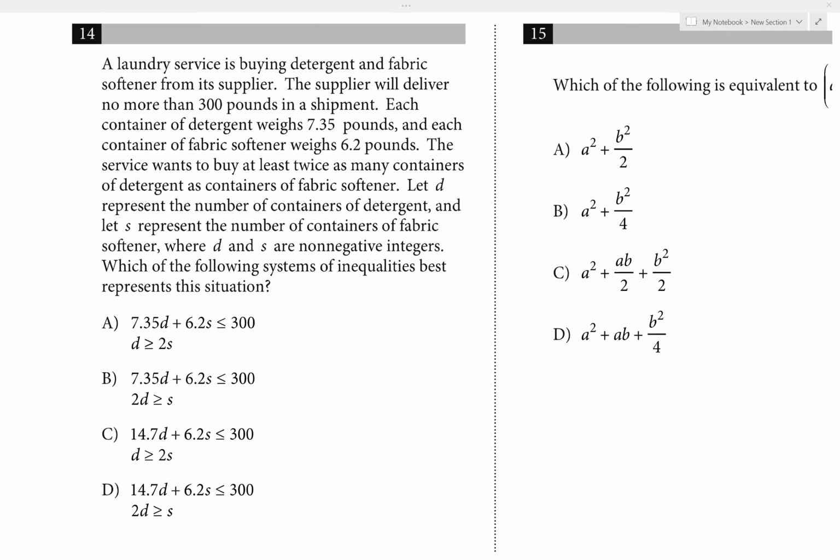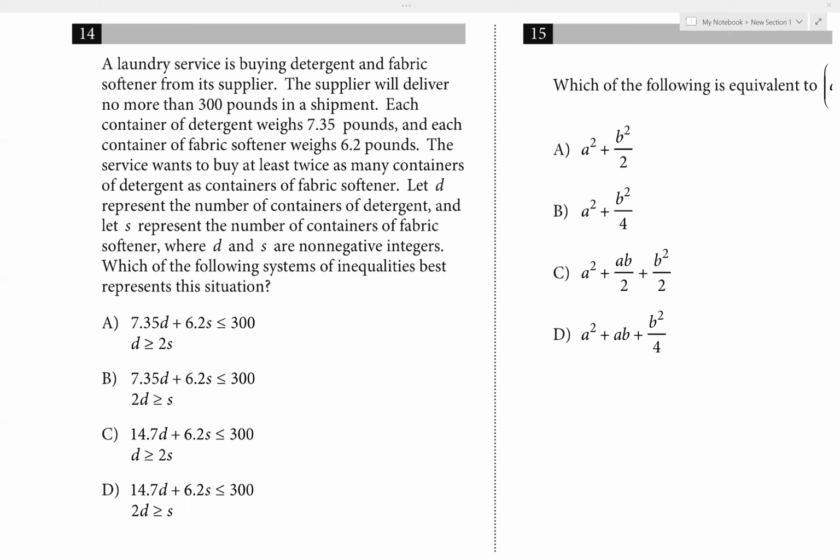Let D represent the number of containers of detergent and S represent the number of containers of fabric softener, where D and S are non-negative integers. Which of the following systems of inequalities best represents this situation? All right, so it's a long word problem. What we have to do is write out two inequalities to represent the word problem here. We don't necessarily have to solve for them, we just have to come up with the right inequalities.